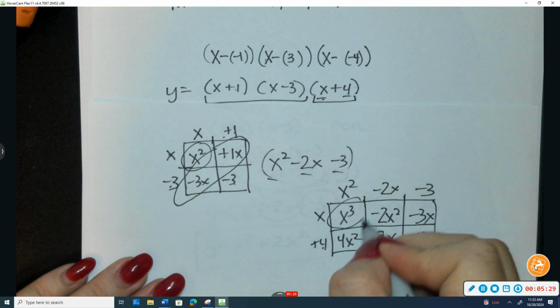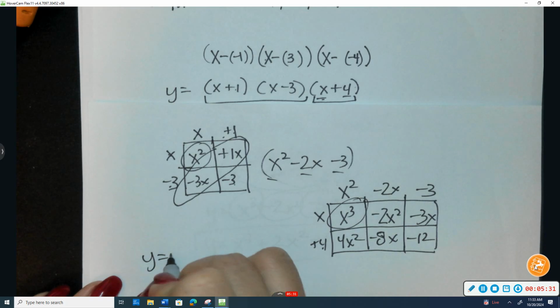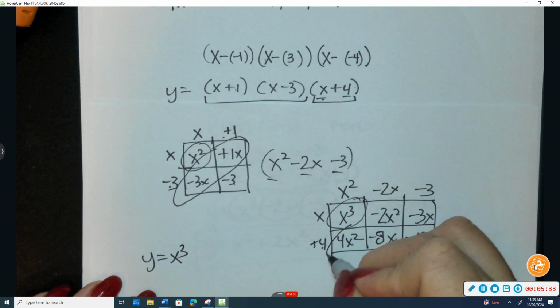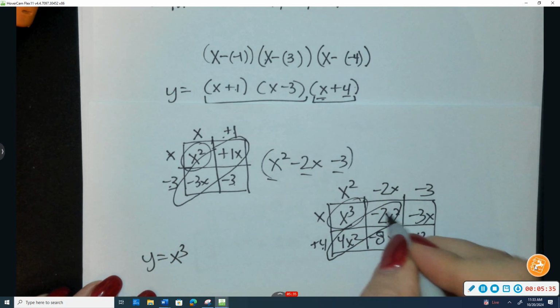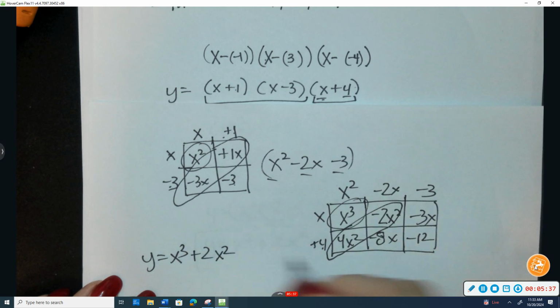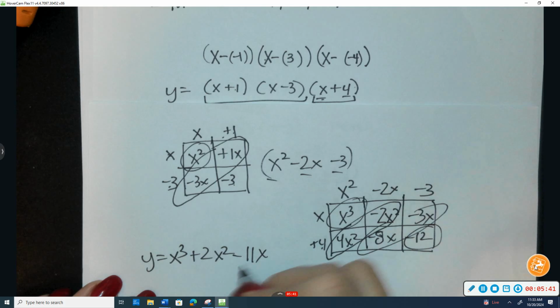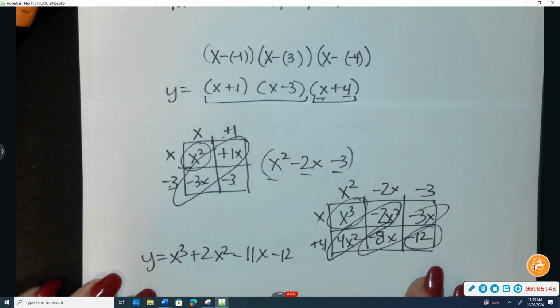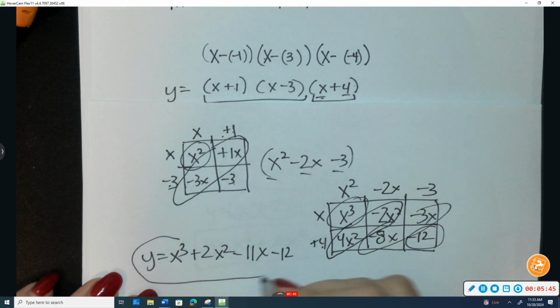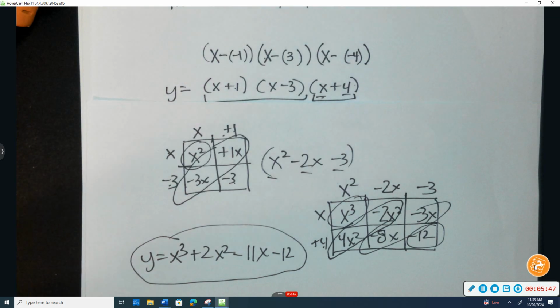Okay, notice there's only one x squared, or x cubed, excuse me, but the diagonals, this is the nice part, the diagonals I combine to get a positive 2x squared. The diagonals combine to give me a negative 11x, and there I have a constant of negative 12. I got the same answer, it's just another method to produce the same answer.